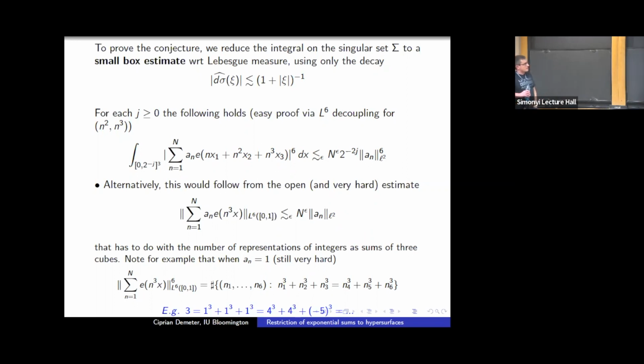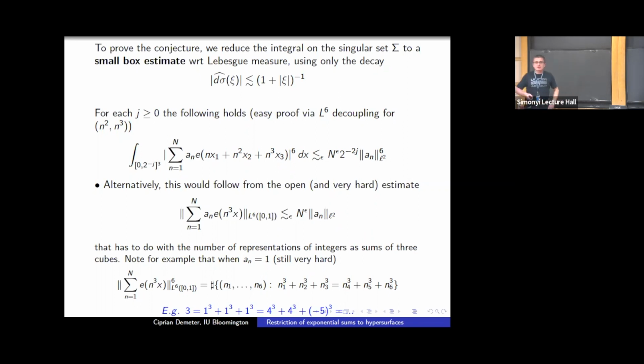So the box estimate is a global estimate where you replace the torus with a smaller piece, but smaller in measure, not smaller in Hausdorff dimension. So from hypersurface, you go back to full Hausdorff dimension. And so you're left with proving this estimate that's in the center of the screen.